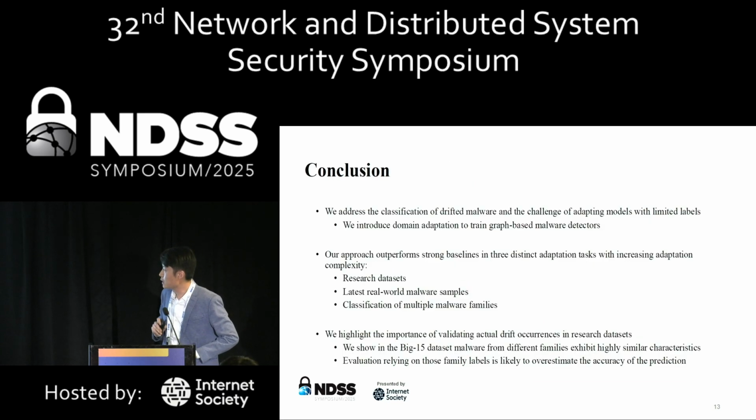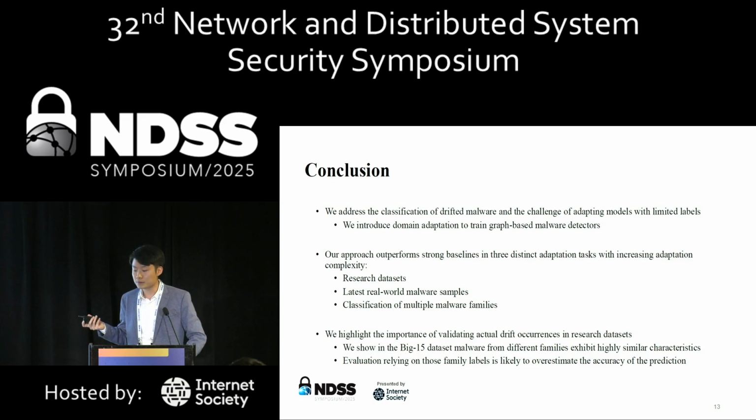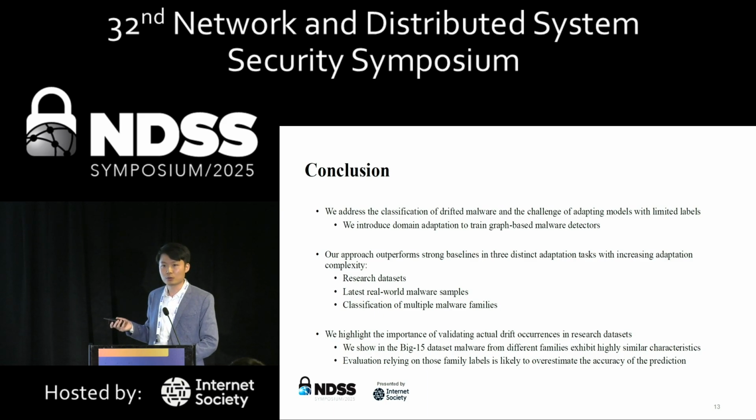To summarize, our work addressed the classification of drifting malware and the challenge of adapting models with limited labels. We introduced domain adaptation to train adaptive graph-based malware detectors. Our approach outperforms strong baselines in 3 distinct tasks with increasing complexity. Our approach achieves strong performance on a research dataset, on the latest real-world malware dataset, and also in the classification of multiple malware families. We also highlight the importance of validating the drift occurrence in research datasets.